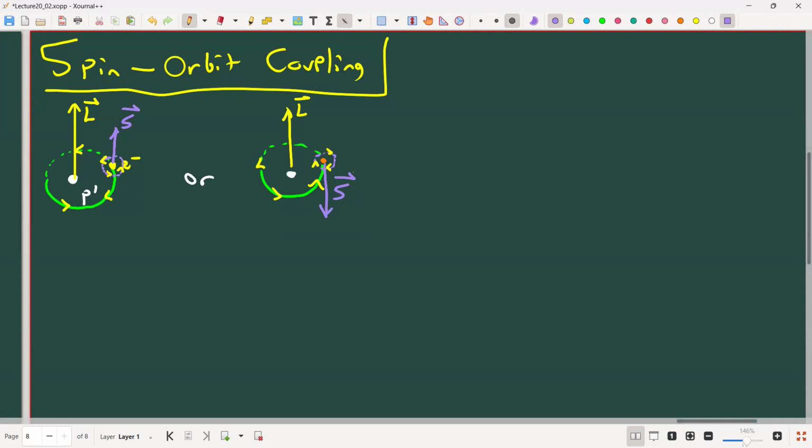Okay, so in some sense, we have two different options of how the net angular momentum of the system is working. One is that we can have the angular momentum of the spin be coupled and concerted with the angular momentum of the orbit, or we can have them working against each other. So what we're going to do now is combine those two angular momenta together. Think about the total angular momentum.